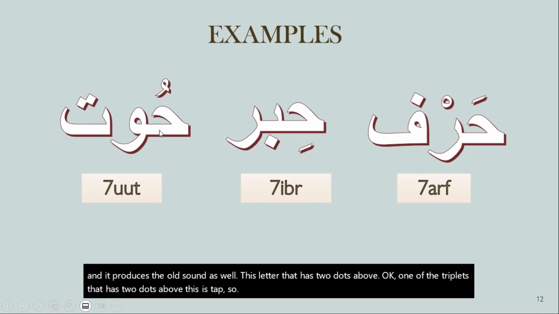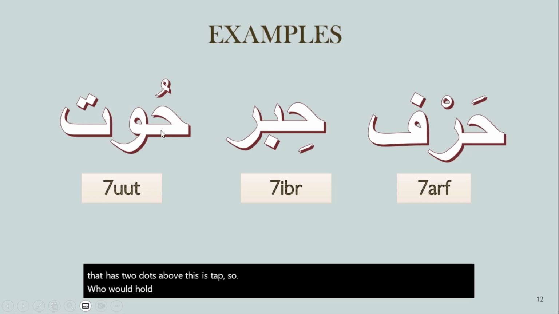حوت. حوت means whale, or in some countries it means fish. So this is حرف الحاء with different marks.